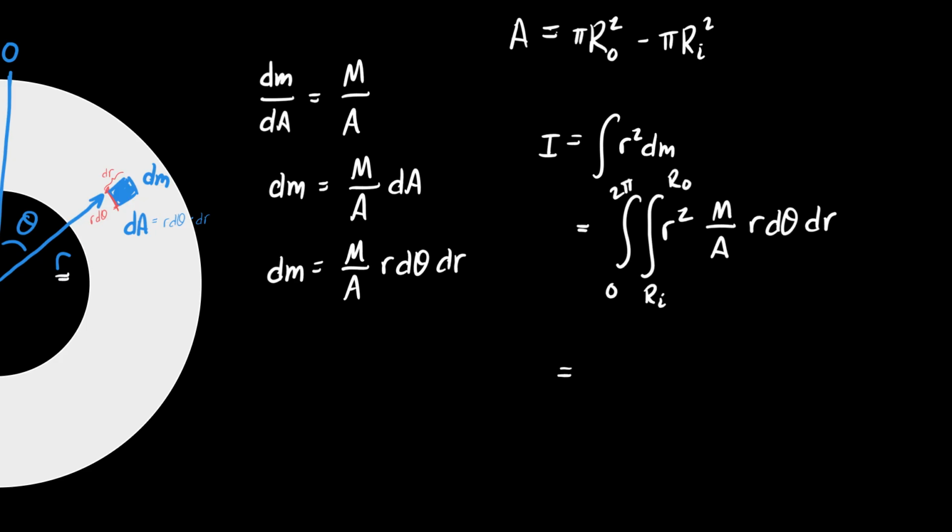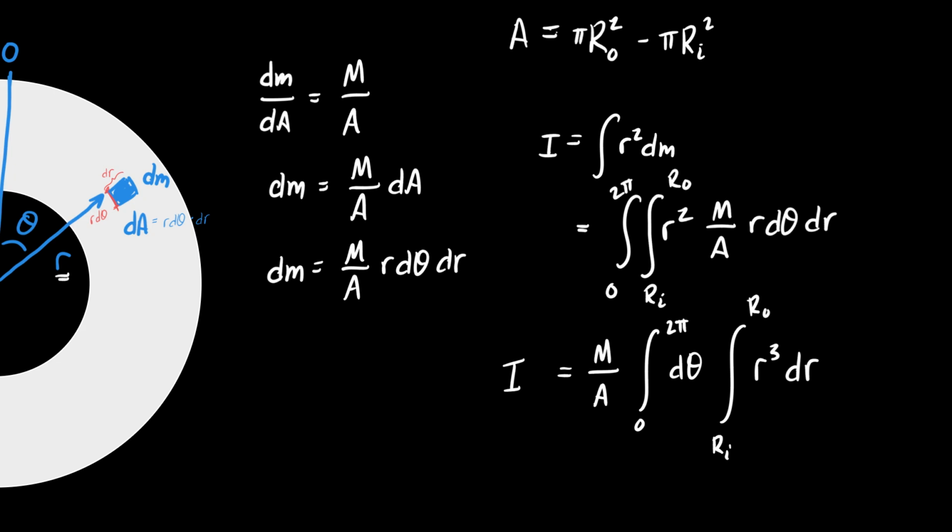So I'm going to pull out the constant, and I'll have from 0 to 2 pi d theta, and from r inner to r outer, r cubed dr. This should give me my moment of inertia of my ring. Any questions about any of those choices? Okay.